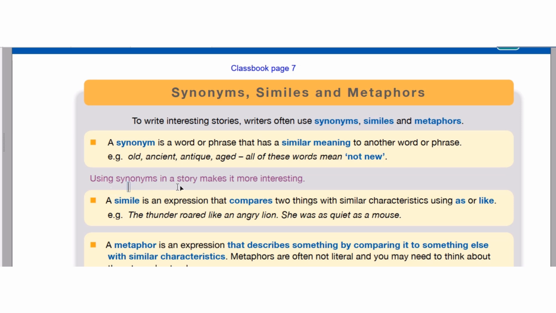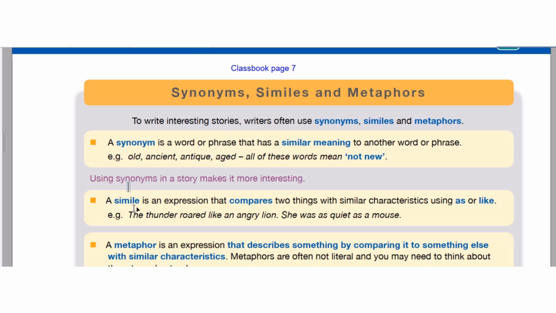Using synonyms in a story makes it more interesting. Don't repeat the same word again and again in your story. Don't say old, old. You may vary or change. Sometimes use old, another time use ancient, antique, aged. And try to vary your words. Then you are an excellent student, and you deserve the full mark.